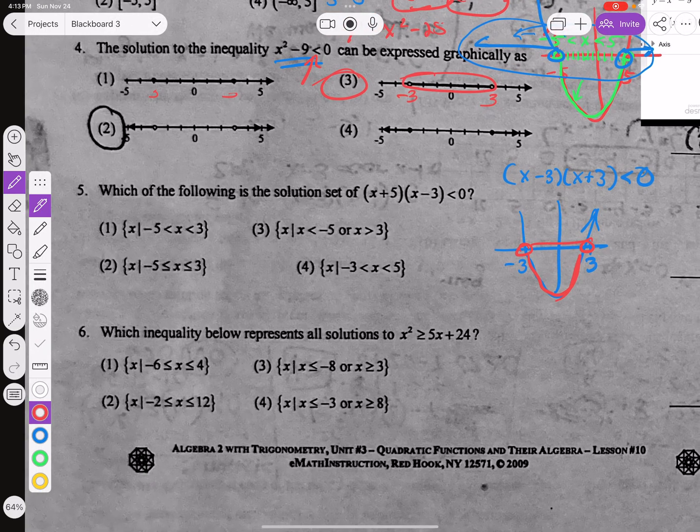Next one, number 5. Oh, wonderful. They already factored it. So where is it less than 0? Quick graph, right? Remember, when you make your quick graph, you got to use what makes the factor 0. So x equals -5.